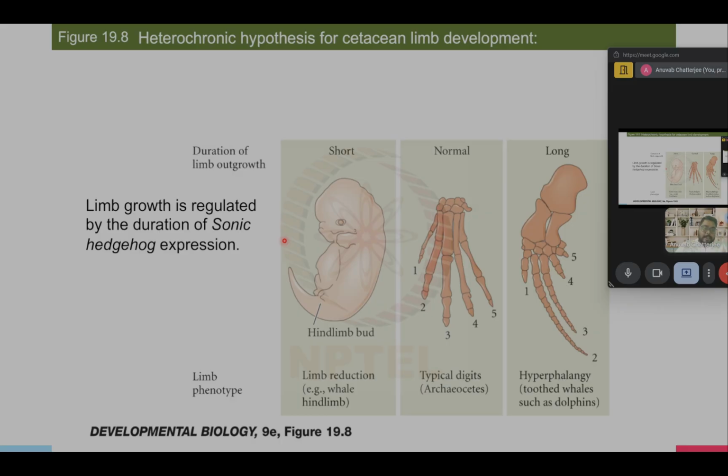This is another example of the same in case of the heterochronic hypothesis for cetacean limb development. Cetaceans are dolphins and whale-like creatures, which are mammals which breathe air but live in the sea. In their case, as I said, hyperphalangy of digit 2 and digit 3 occurs, in which you have a lot more phalanges than normal, and this development occurs really fast to keep pace with the other parts of the body, and is regulated by sonic hedgehog expression.